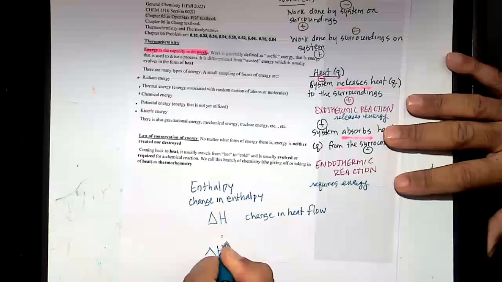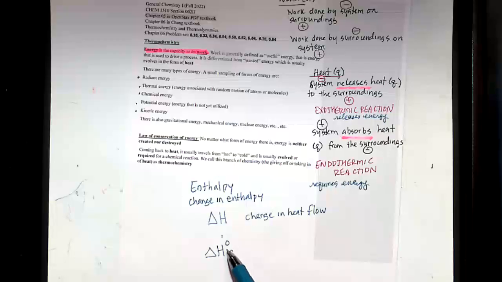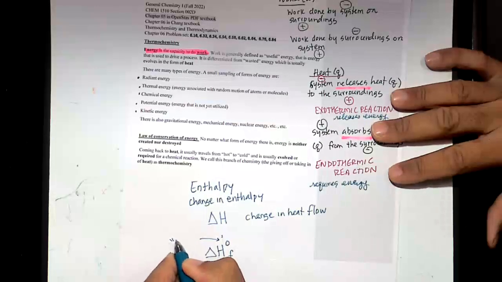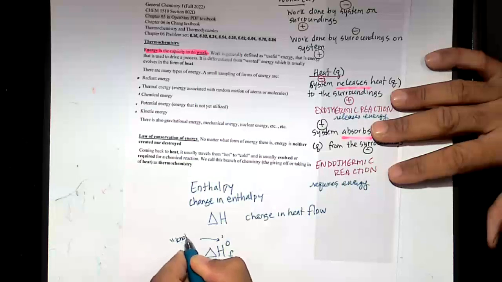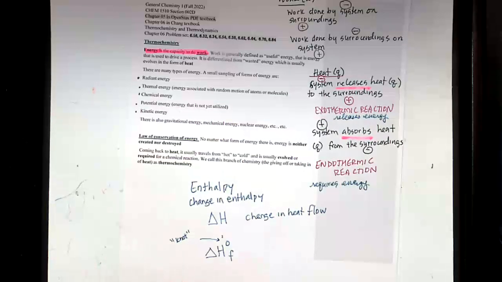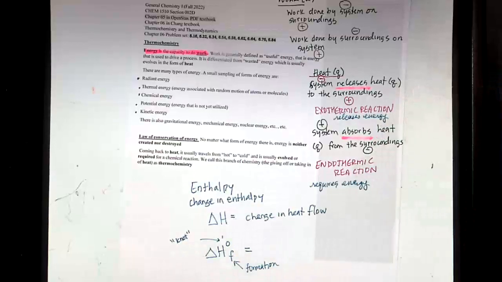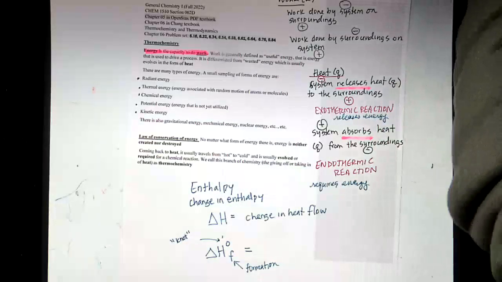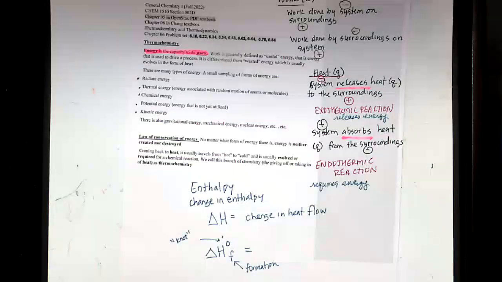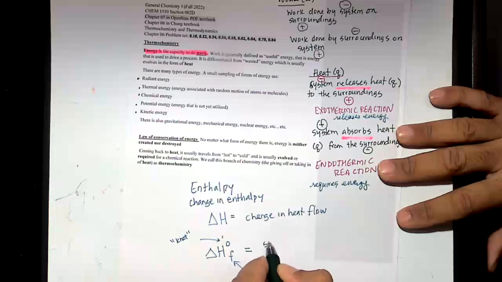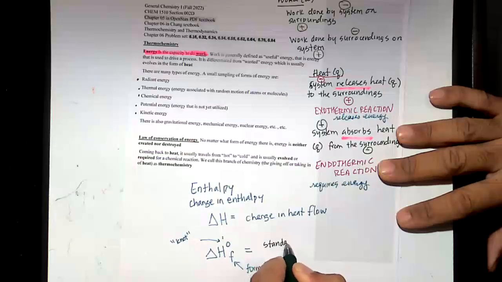There's also delta H_f and standard state. This is called naught, so delta H naught. This is called formation. You'll see this in your textbook. This is called standard enthalpy of formation: the amount of energy required to form 1 mole of a substance in standard state conditions.